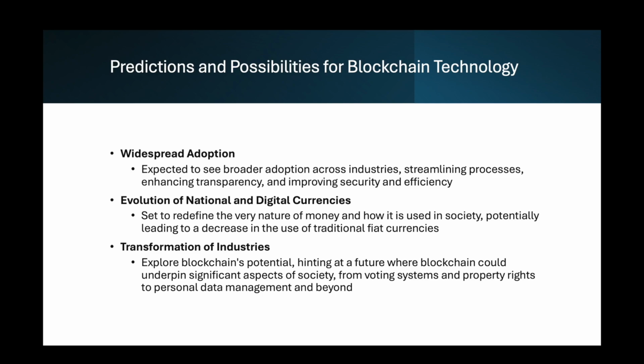Evolution of national and digital currencies. With the advent of central bank digital currencies, blockchain is set to redefine the very nature of money and how it is used in society, potentially leading to a decrease in the use of traditional fiat currencies.